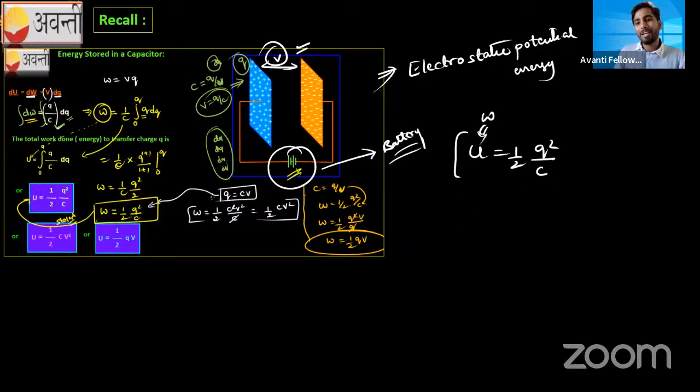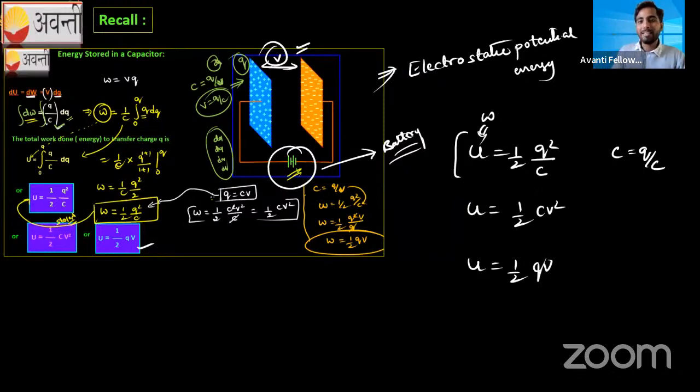By using C is equal to Q by V, we changed this to another format also. U will be equal to half C V square, in terms of capacitance as well as voltage. The earlier one is in terms of charge and capacitance. We write the third one in terms of potential and charge only: U will be equal to half QV.